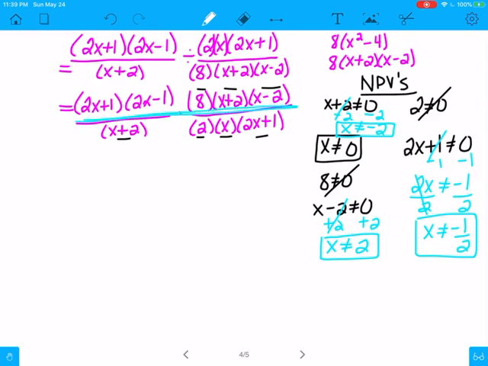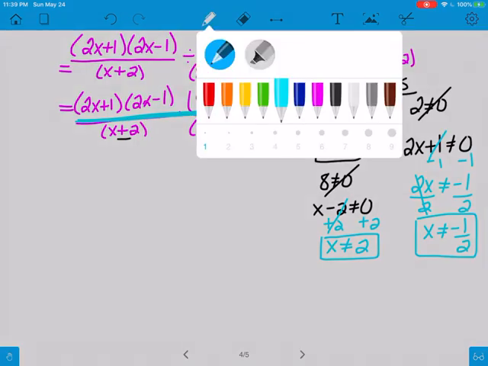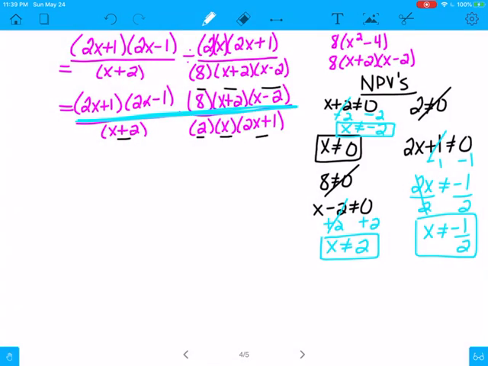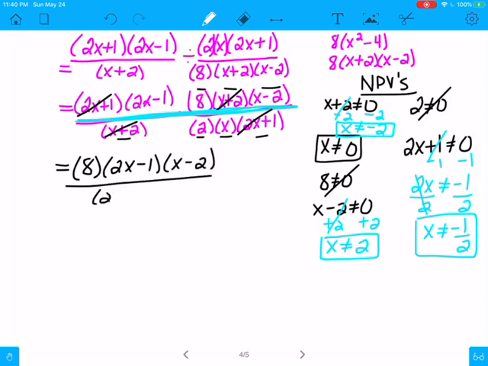Now I can put these together. Get out my black marker. 2x plus 1, 2x plus 1 cancels, x plus 2, x plus 2, and I think I'm done. So I get 8. I always state my coefficient, my number that's by itself first, no matter where it is. 2x minus 1, x minus 2, over 2, and x. Now this bottom x is not canceling anything off because the top has 2x minus 1 and there's no 2x minus 1 in the bottom, and it has x minus 2 and there's no x minus 2. So this x is staying.